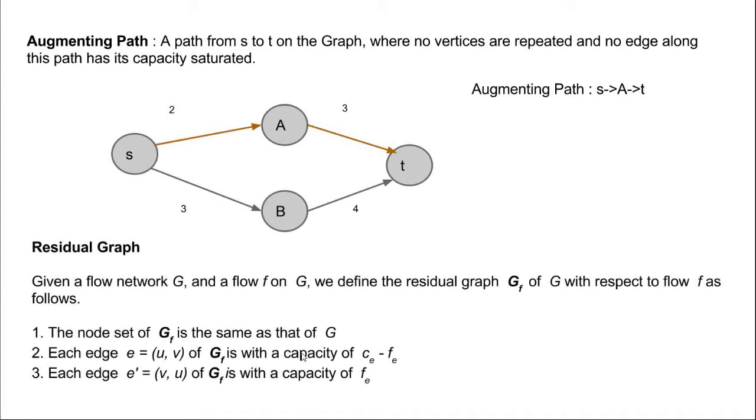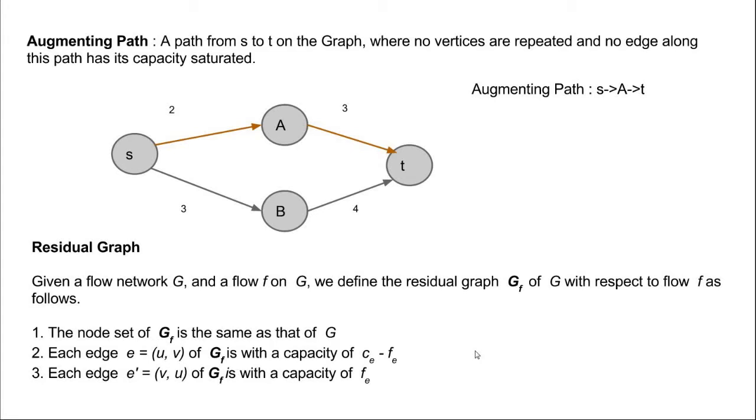The next concept is the residual graph. Given a flow network G and a flow F on G, we define the residual graph GF of G with respect to flow F as follows. 1. The node set of GF is the same as that of G. 2. Each edge e = (u,v) of GF has the capacity of ce minus fe. C is the capacity along the edge and F is the flow along that edge. That means you subtract the flow from the capacity along the forward edges. This is known as the residual capacity.